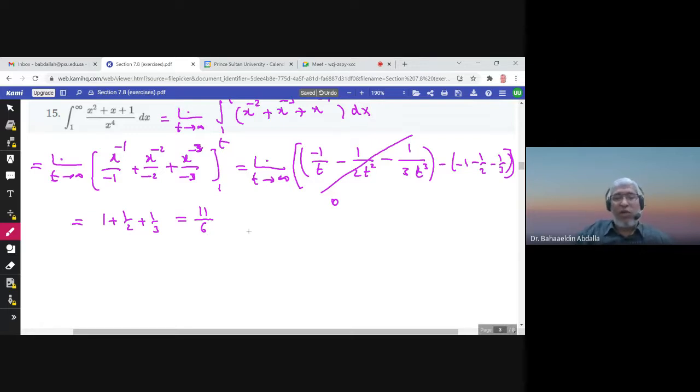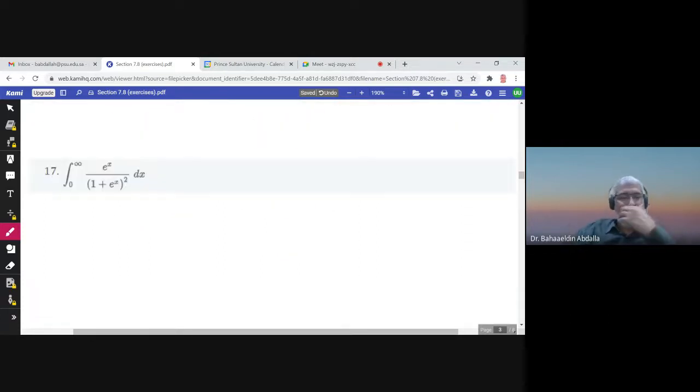So this integral is convergent. Well, this is again an infinite limit. I write it as the limit when t approaches infinity, from 0 to t, of e to the power x over 1 plus e to the power 2x dx.